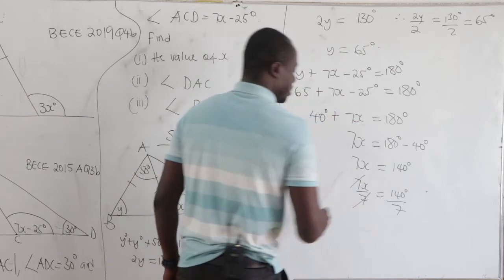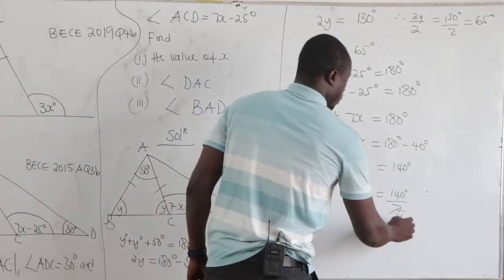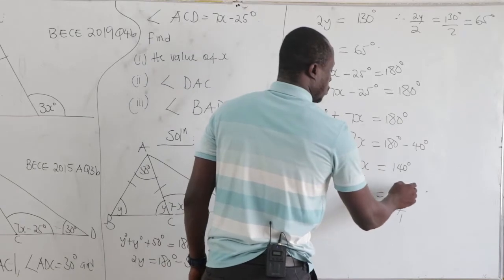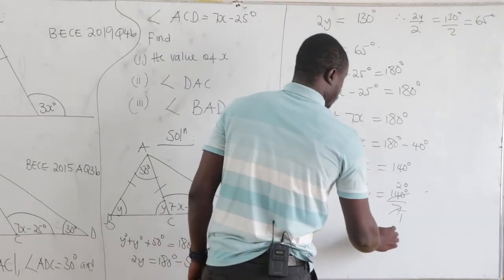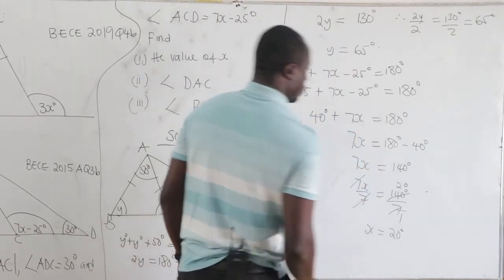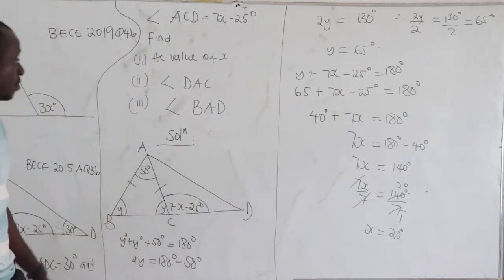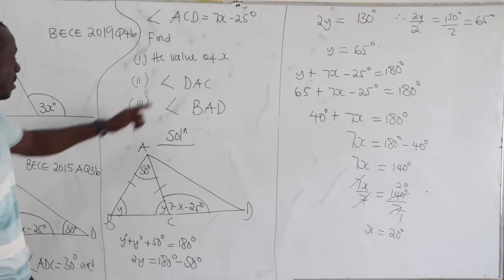So this is cancelling out that. Now 7 will go here 1, 7 will go into 14, that is 2, 7 will go into 0, that is 0. So we have our x to be equal to 20 degrees. So our x is equal to 20 degrees. Now the second one says you find DAC.